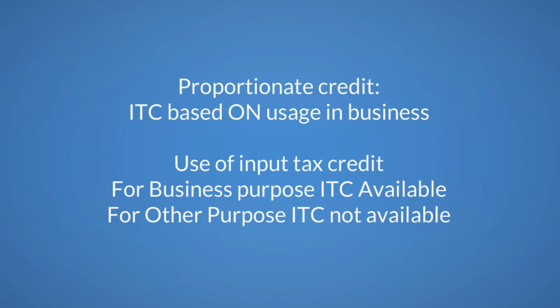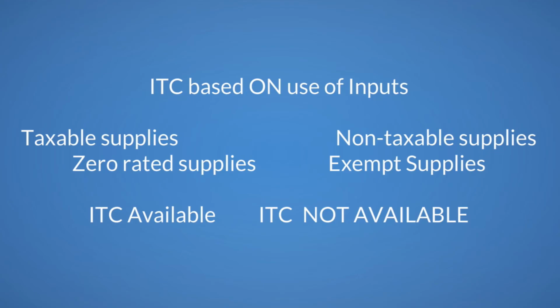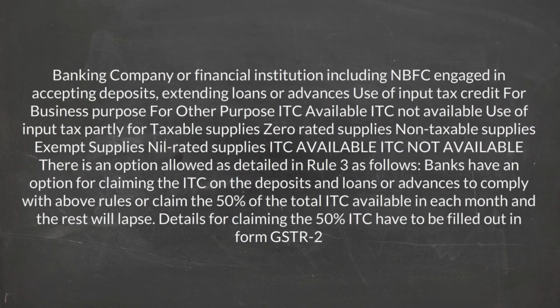Proportionate credit. ITC based on usage in business. Use of input tax credit: for business purpose, ITC available; for other purpose, ITC not available. ITC based on use of inputs: taxable supplies and zero-rated supplies, ITC available. Non-taxable supplies, exempt supplies and nil-rated supplies, ITC not available.